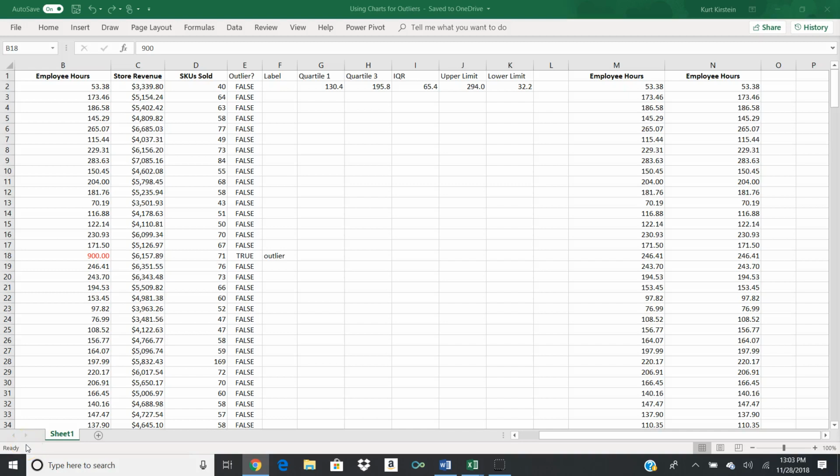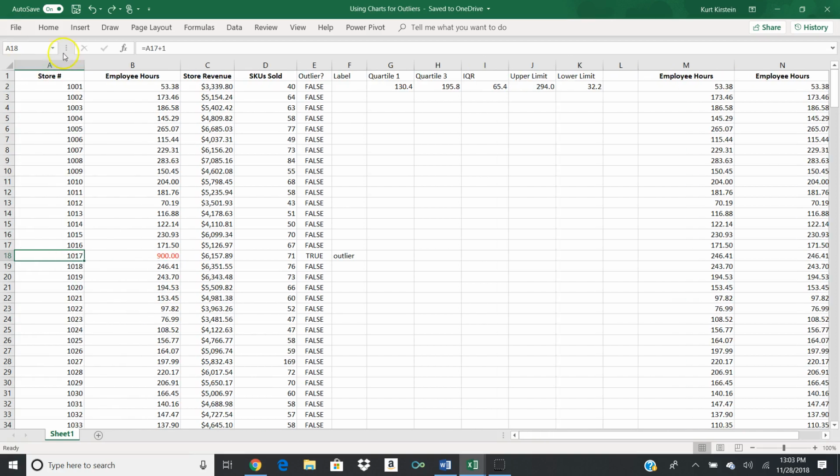Hello everyone, I am going to walk you through the process of identifying outliers in your data sets. I've given you a data set that has essentially three columns of information. The first column is kind of useless, it's just store number. It's just a kind of a key or a designator. And then the other three columns I've given you are employee hours, store revenue, and SKU sold.